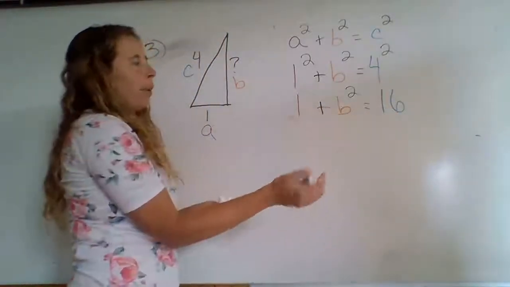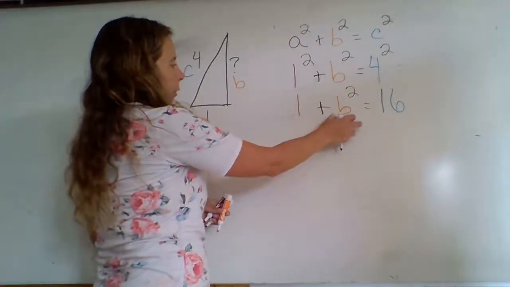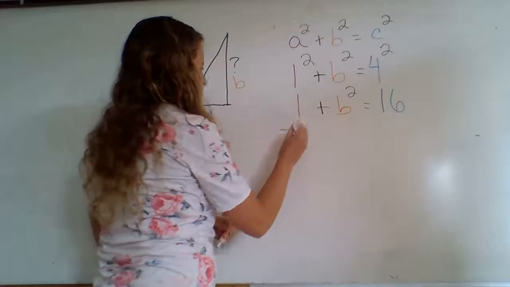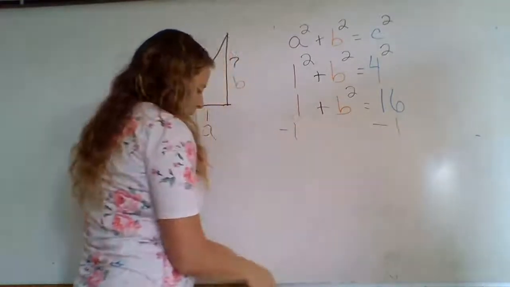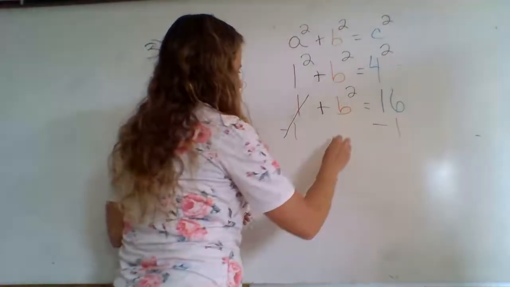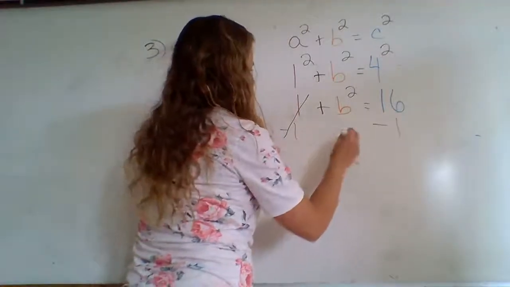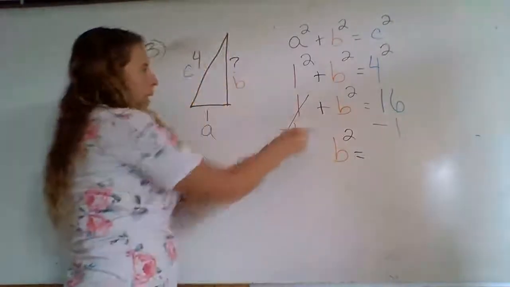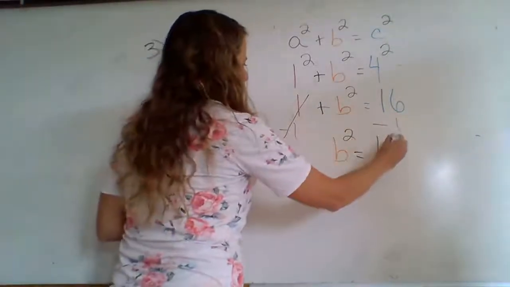Well, we're solving for B, so we want to get this by itself. We want to get this alone. So I'm going to subtract 1. Okay, I'm going to stop color coding. So this is gone. I'll keep color coding with B. B squared equals 16 minus 1, which is 15.